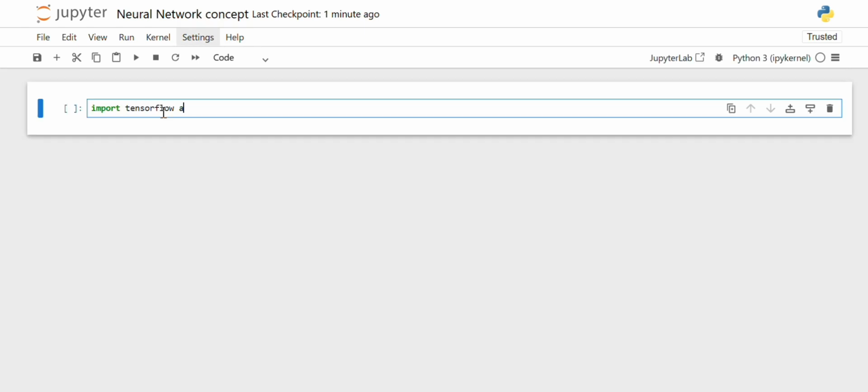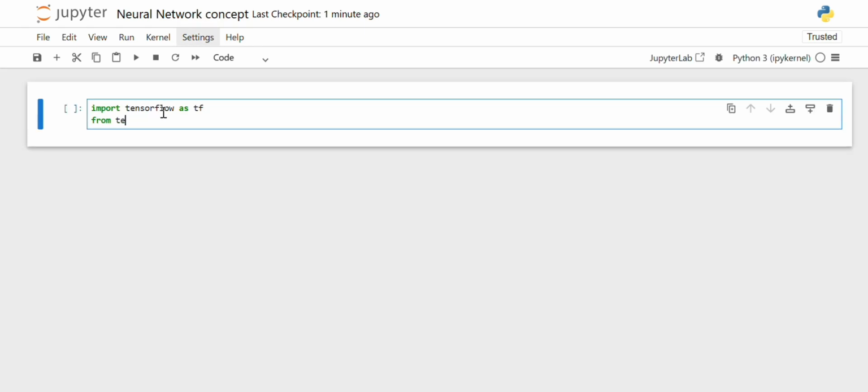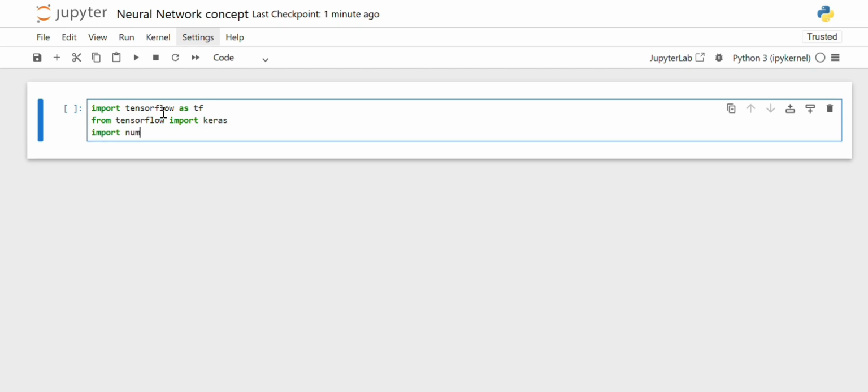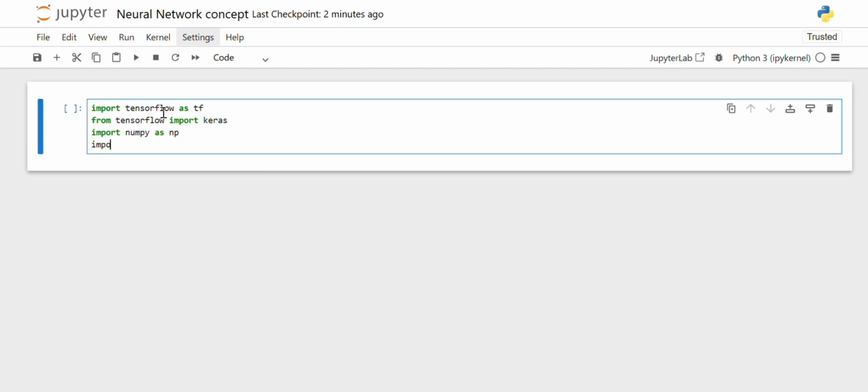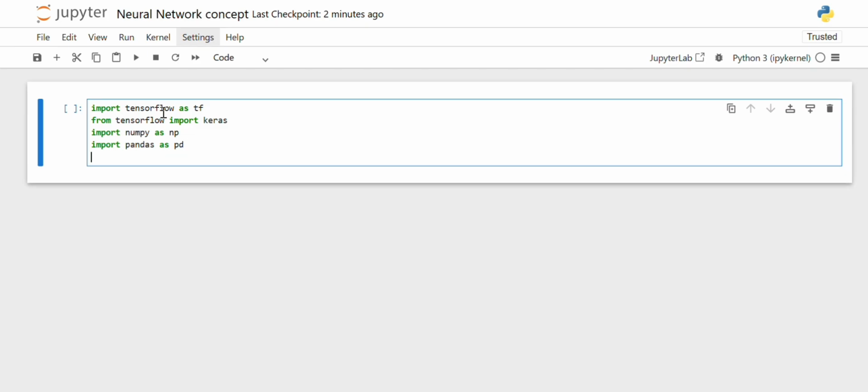Here we are importing TensorFlow and Keras to build and train the neural network. NumPy will help us work with numbers, Pandas for showing data in tables, and Matplotlib for visualizing results.